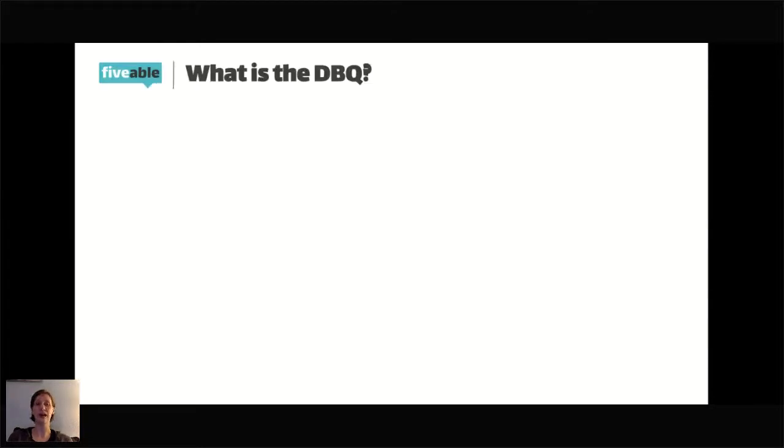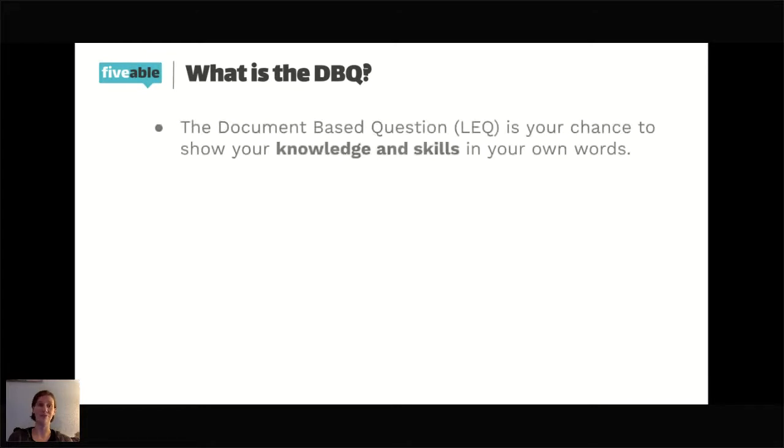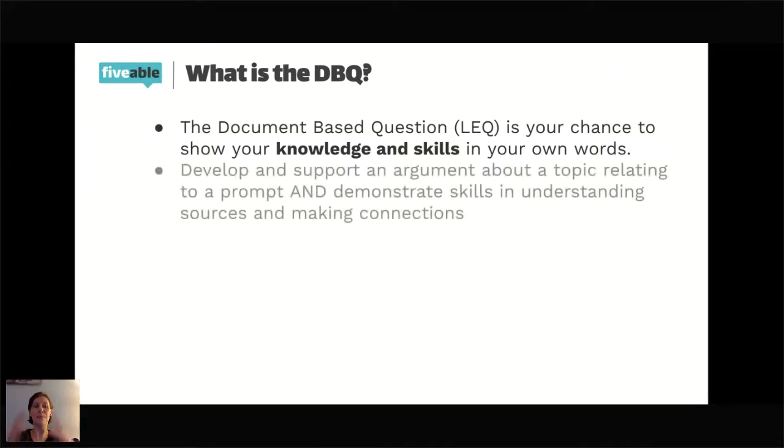So quick recap. What is the DBQ, the document-based question? Oh my gosh, my slide still says LEQ. Crazy. The document-based question, the DBQ, sorry for the typo there, is your chance to show your knowledge and your skills in your own words. So this is one of the free response components on the AP exam. Kind of broadly speaking, you're developing and supporting an argument, which is College Board code for writing an essay, about a topic relating to a prompt.